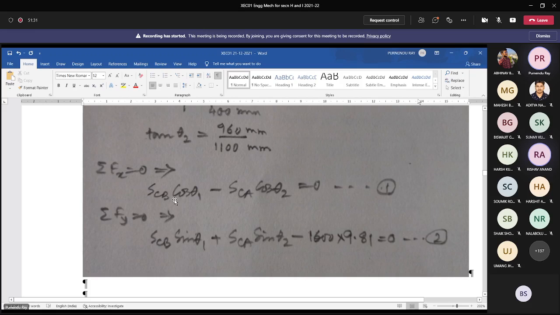Okay, from 11th. So do you get my point that you need to solve these two equations to find the unknown forces developed in members CA and CB? That's all. That is very simple. You solve it. Definitely we'll close our session.